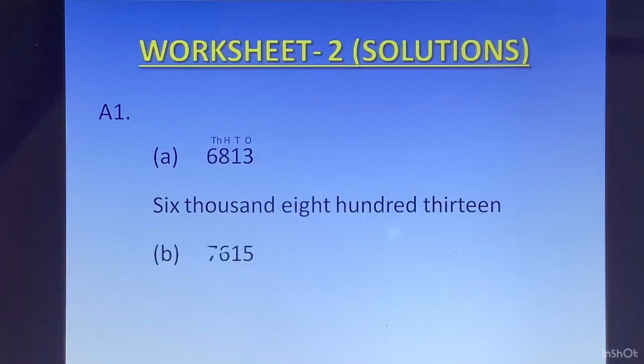B part, 7615 and the place values on top. Now here we have 7 under thousands column, 6 under hundreds column, 1 under tens column and 5 under ones column. So the number name will be 7615.